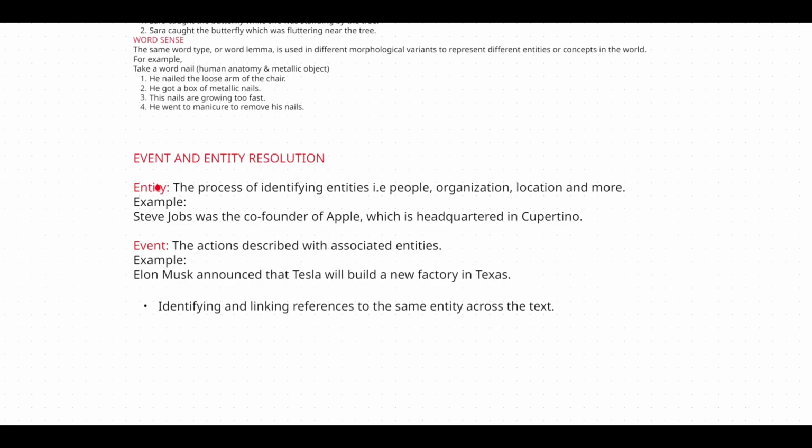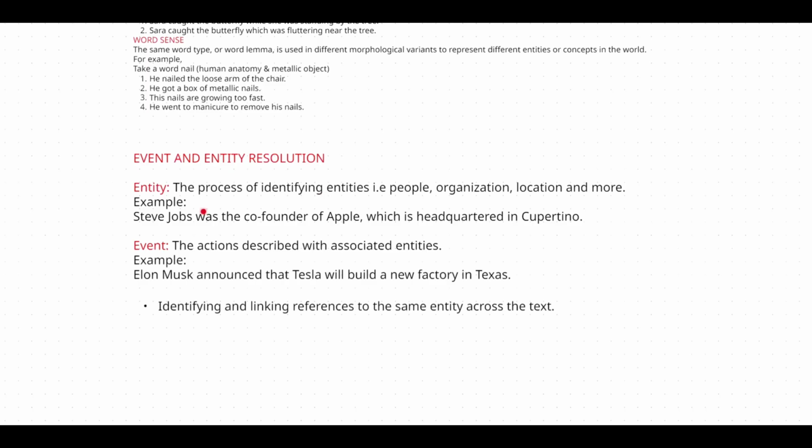So let's look at this example. Steve Jobs was the co-founder of Apple, which is headquartered in Cupertino. So identify those entities. Steve Jobs is nothing but a person's name, so he comes under an entity. Apple is nothing but an organization name, so it comes under an entity. And Cupertino is nothing but the location name, so this also comes under an entity. This is how you have to find entities in any particular text they have given.